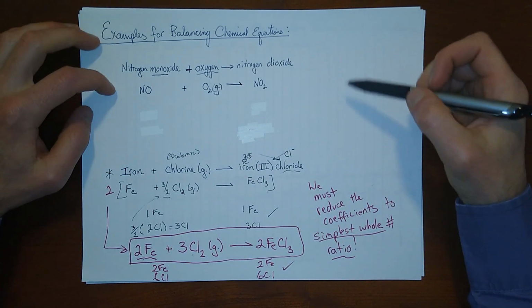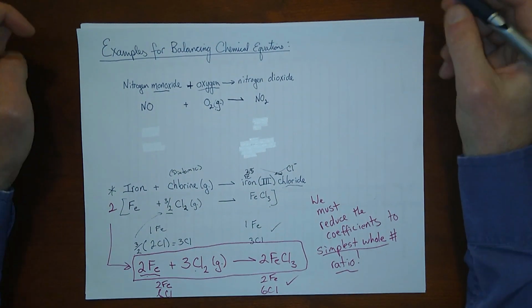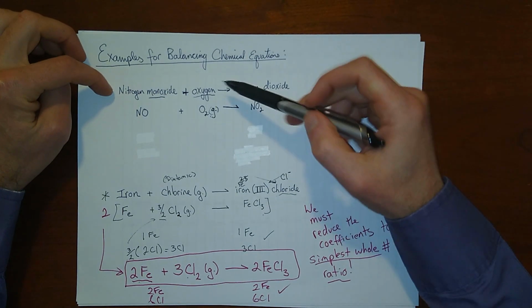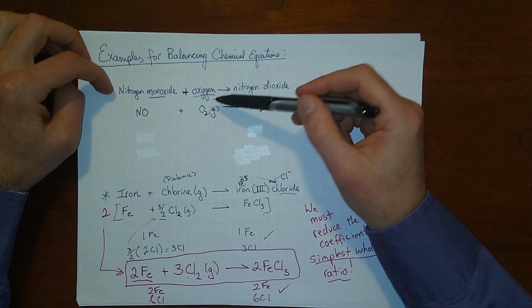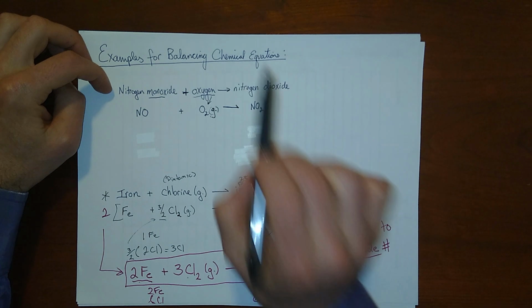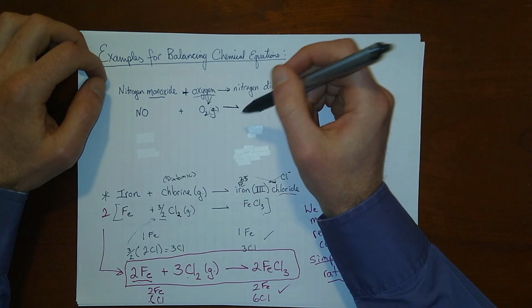All right, now let's come up and look at the first one, which looks like it might be simpler, but in fact is not. Nitrogen monoxide plus oxygen combines to create nitrogen dioxide. Okay, again, be careful. I mentioned this in the last video. When you have oxygen in a chemical equation, it is almost always, well, pretty much in effect, it is always going to be O2.